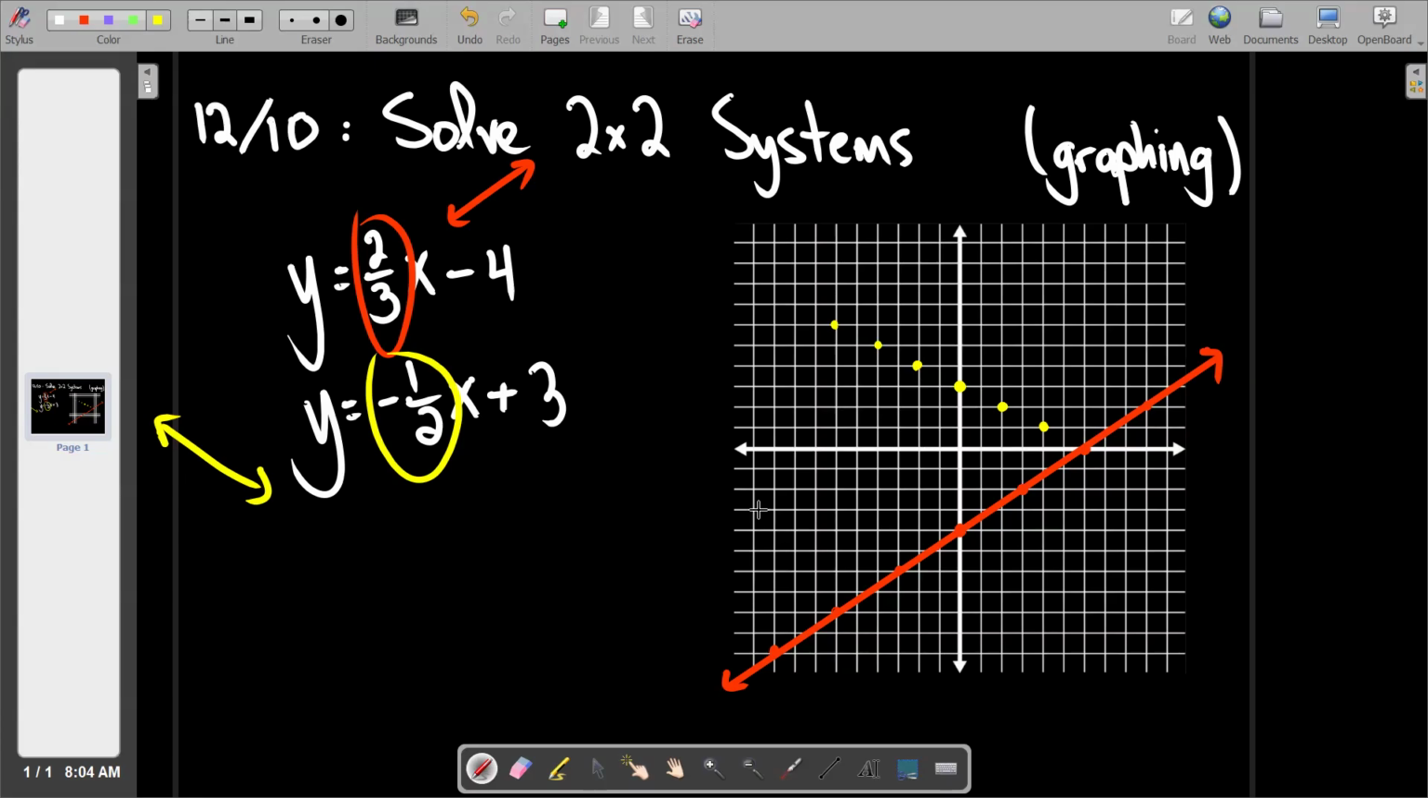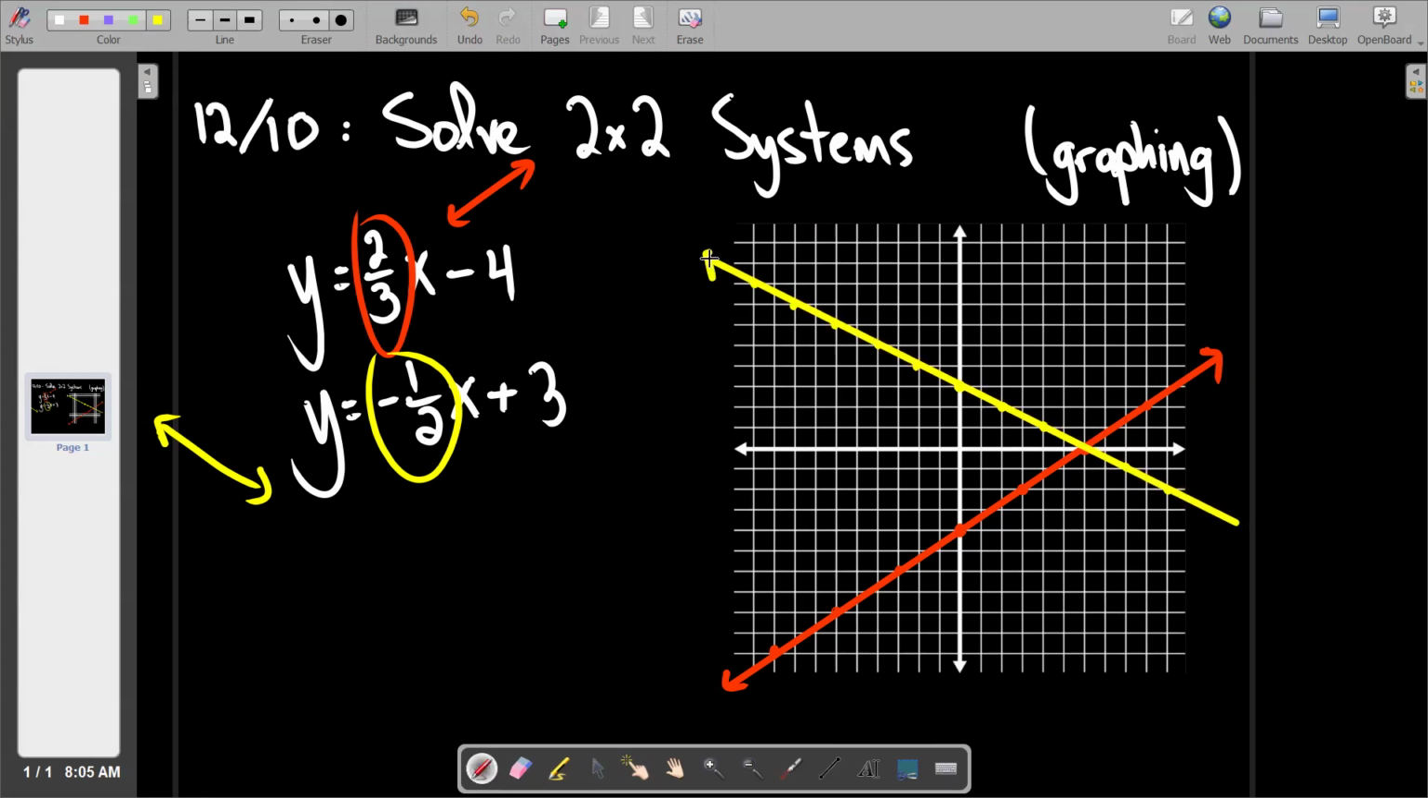1 up, 1 down for every 2 to the side. So slope's pretty easy once you get your head around just understanding positive, negative. And that shouldn't be the challenge that it is, but it often is. And then again, you'll grab a ruler and you'll connect the dots.